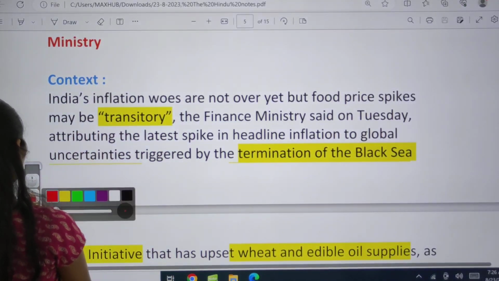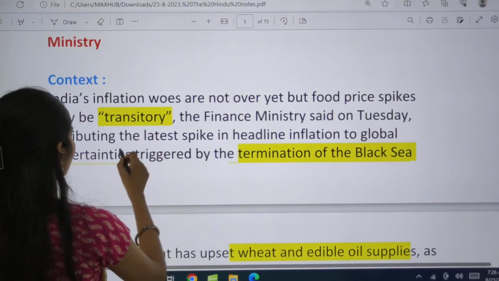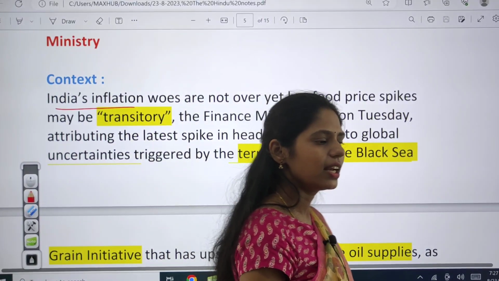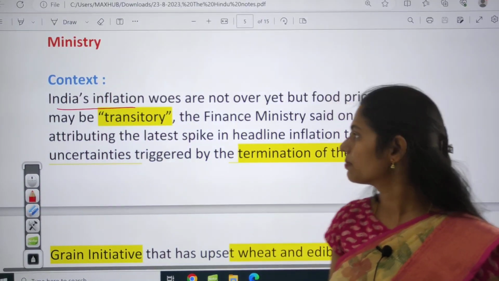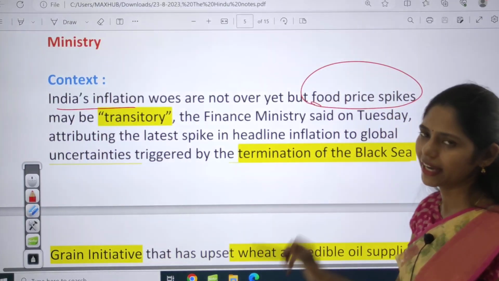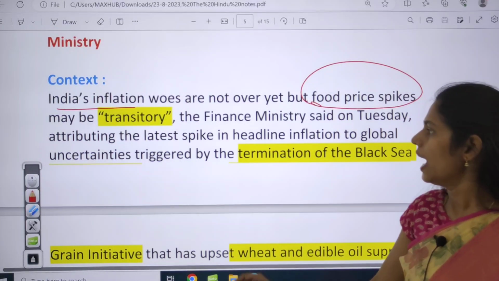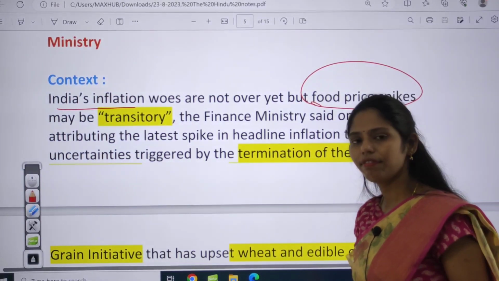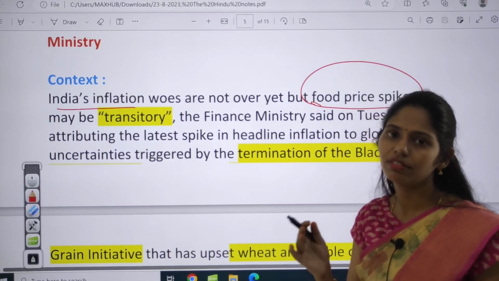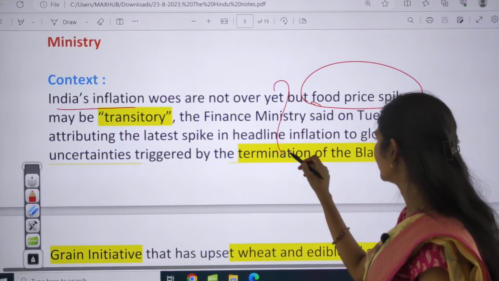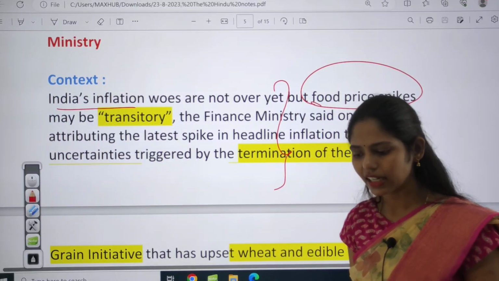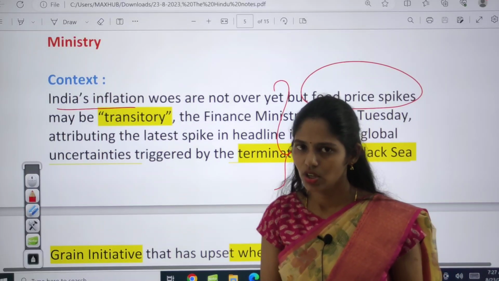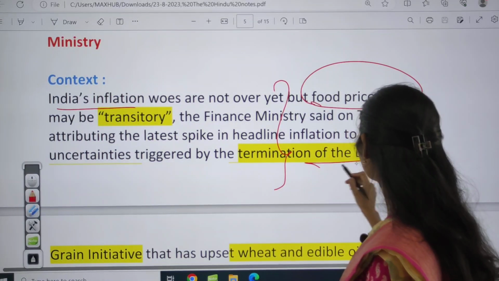Okay, so if you see here, context says that India's inflation woes are not over yet. So even in the month of August there is price rise. There is a spike in the food prices. And here our finance ministry said that the food basket price led to the inflation overall. So this is the overall idea here. And this article also talks about what are the global reasons and what are the domestic reasons for the inflation.